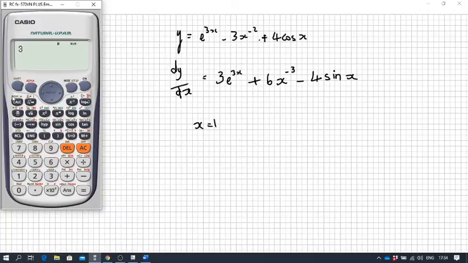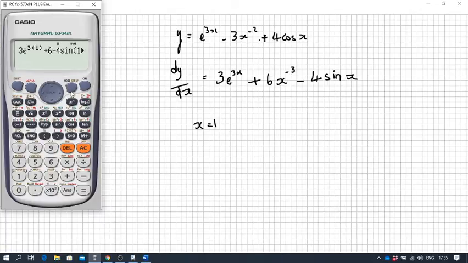So we've got 3 e to the power of 3x, 3 times 1, we're subbing in the 1. And plus 6, I can do this manually, plus 6 x to the power minus 3. So x is 1, so 6, 1 to the power minus 3 is 1, minus 4 sine 1. And we have sine 1. Close bracket. I'll just check that I've done everything correctly there. Yeah, that seems okay.